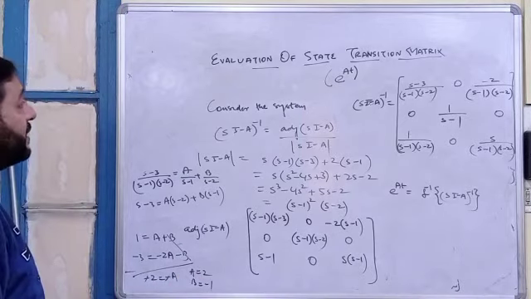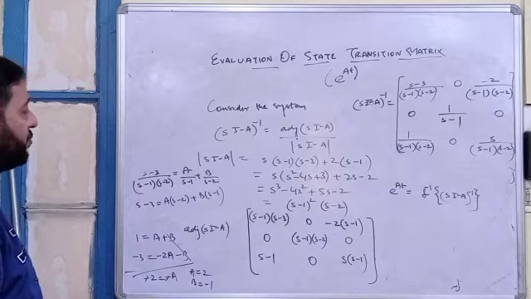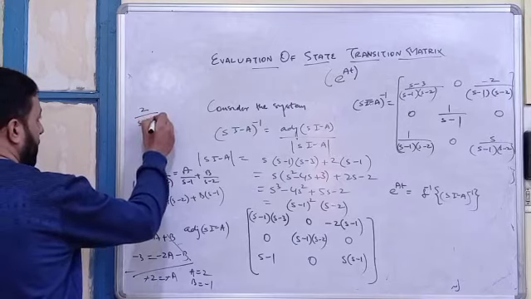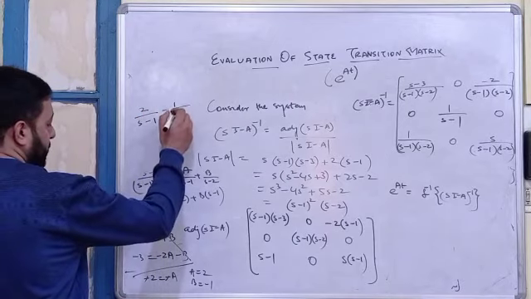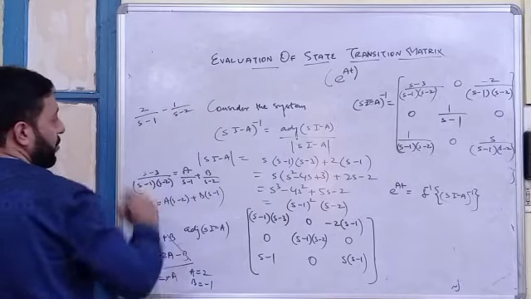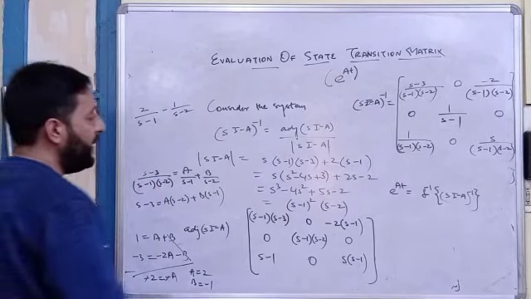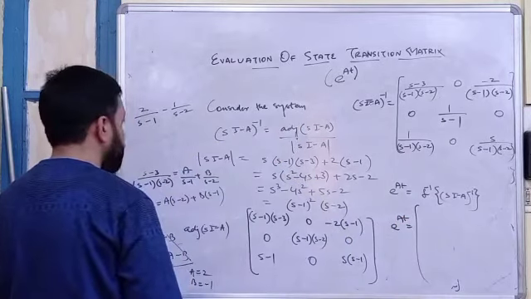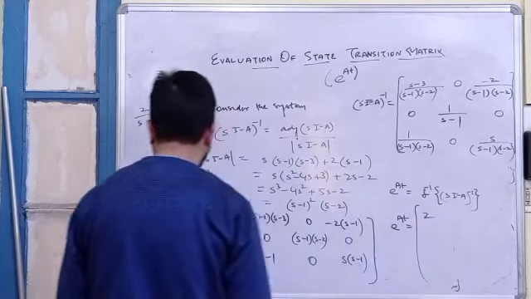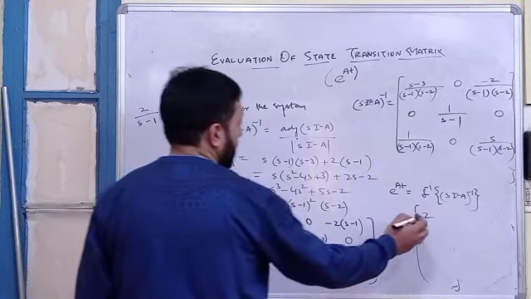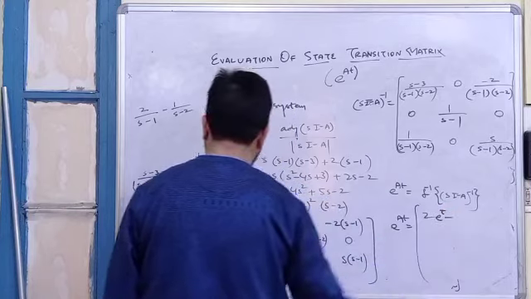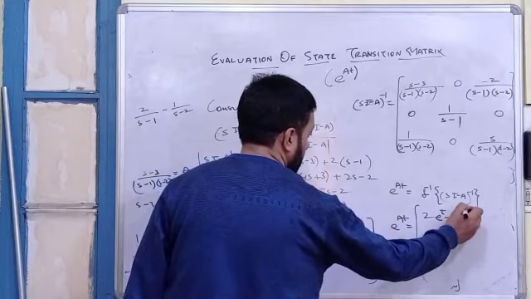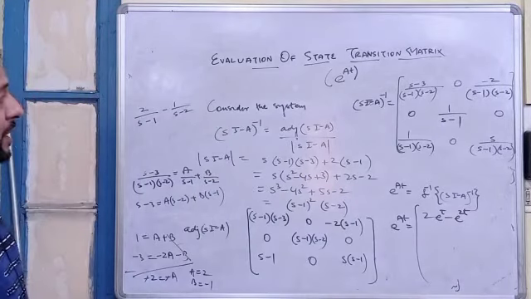So this I can write as (s minus 3) upon (s minus 1)(s minus 2), which I can write as 2 upon s minus 1, minus 1 upon s minus 2. So once I take its Laplace inverse, what will I get? I'll get 2 e to the power t minus 1 e to the power 2t.